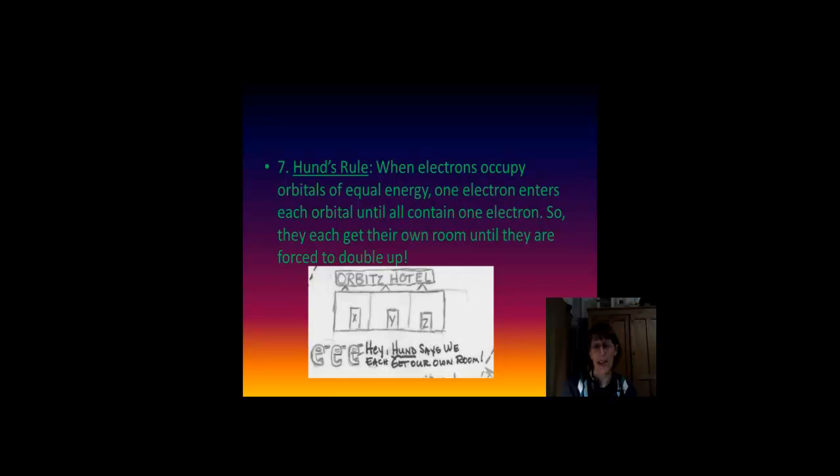And what that does is that allows the electrons to stay as far apart as possible. And that's simply because like charges repel. They're going to get as far away from each other as they possibly can.